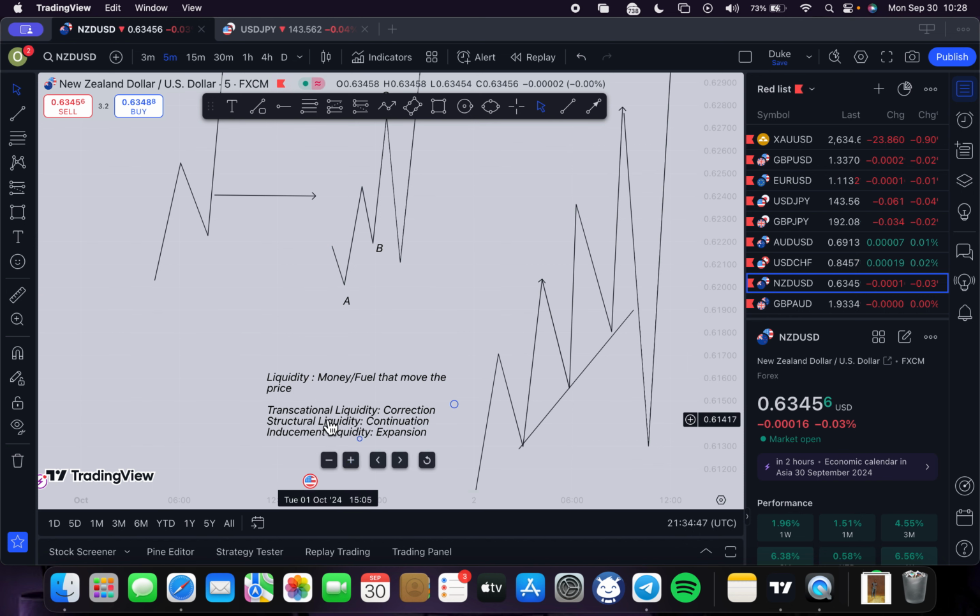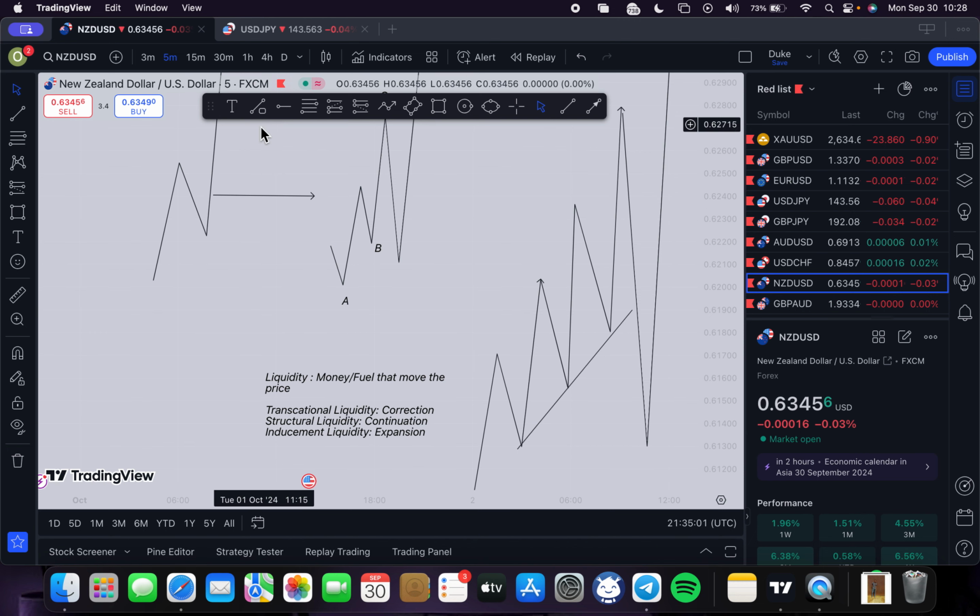It will take you time to understand, but I will try as much as possible to come up with a better explanation on how to identify this whole entire liquidity inside our swing structure. You get the point now.